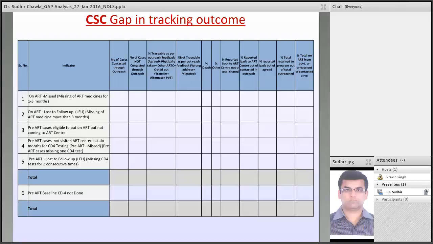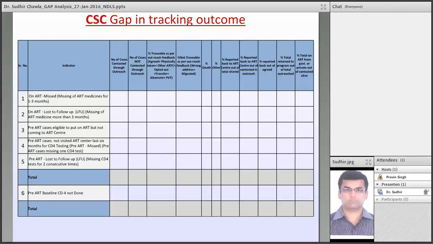If it is within your district, you can share this list with your district CSC. If it belongs to another district or another state, you can share these separate sheets of the other district and other state with the program coordinator of VIHAN, the program officer of VIHAN, or the cluster team of VIHAN. Out of those shared with the CSC, how many were contacted and how many were not contacted? So that second part is the number of cases not contacted through outreach.